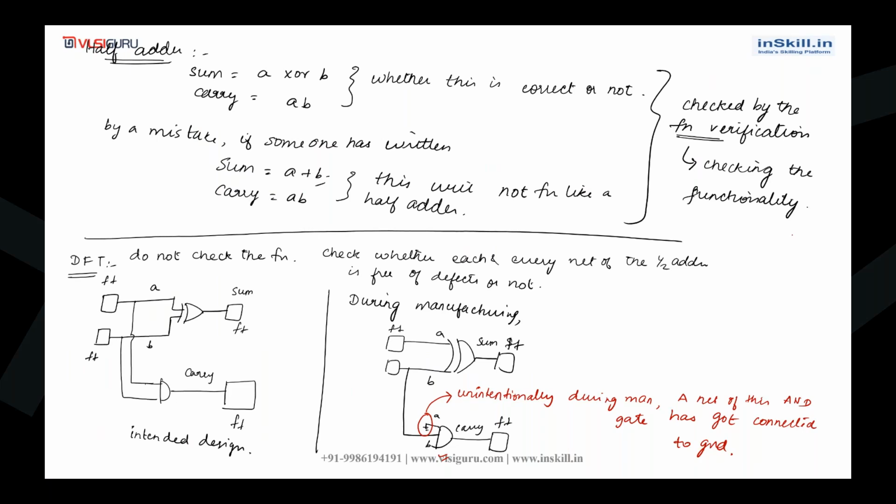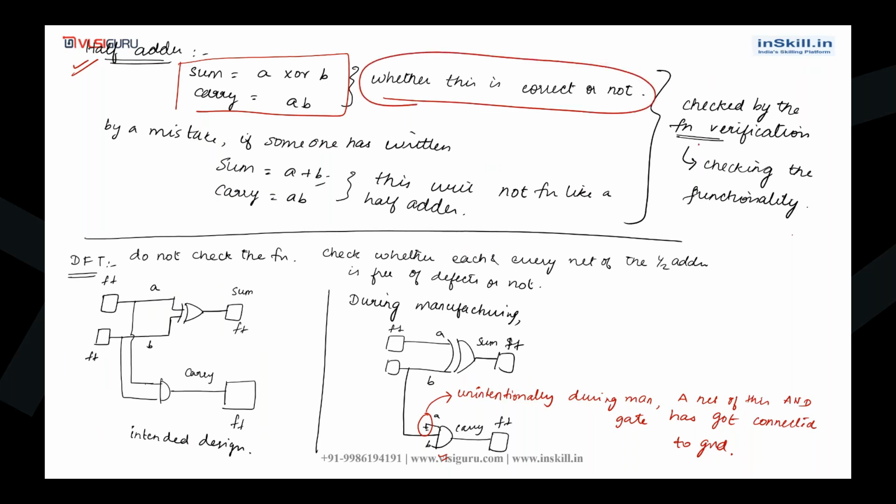If you consider a half-adder design, sum is A XOR B, carry is AB. Whether this is written correctly or not is what will be checked by the functional verification team. They will be checking the functionality. By mistake, if someone has written sum is equal to A plus B, carry is equal to AB, this will not function like a half-adder. This is what will be checked by the functional verification team.